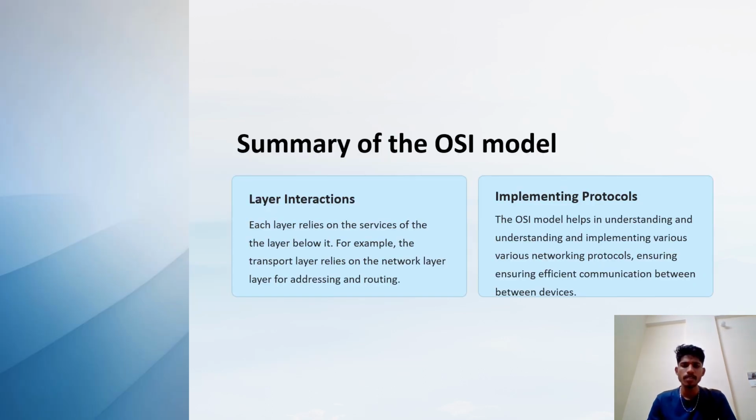Now let us see the summary of the OSI model. Layer interaction. Each layer relies on the service of the layer below it. For example, the transport layer relies on the network layer for addressing and routing. Implementing protocols. The OSI model helps in understanding and implementing various networking protocols, ensuring efficient communication between the devices. So we had a brief summary of the OSI model.